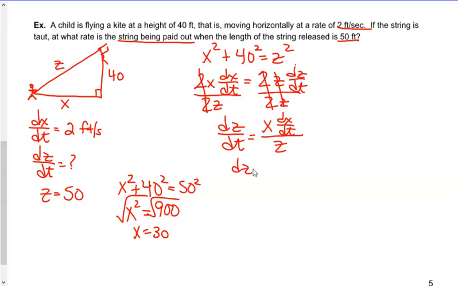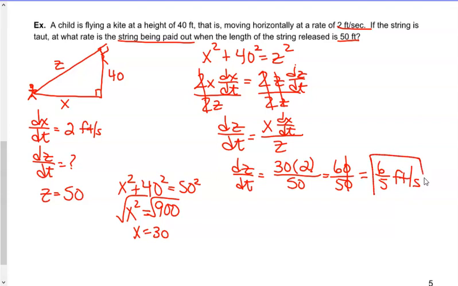So dz over dt, let's plug our numbers in, is equal to 30 times dx over dt. Now dx over dt means that we're moving at a rate here of 2 feet, so it's positive. So we're going to go 2 all over z, which is 50. Multiply 30 times 2 is 60 over 50, and I can reduce by 10 to give me 6/5. And our unit, distance over time. So this is in feet per second.